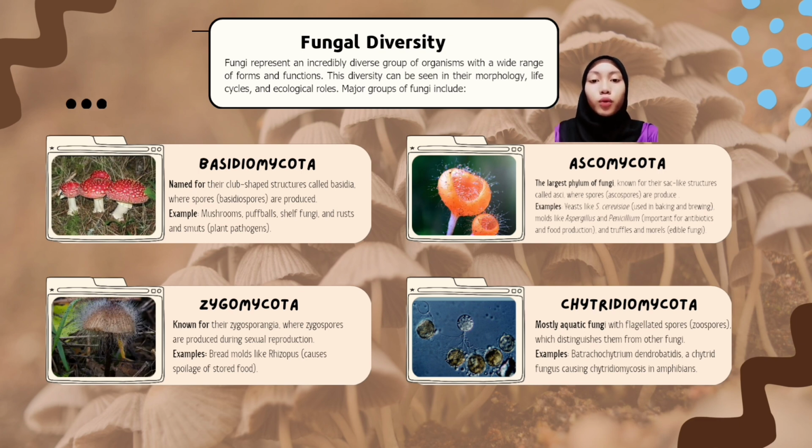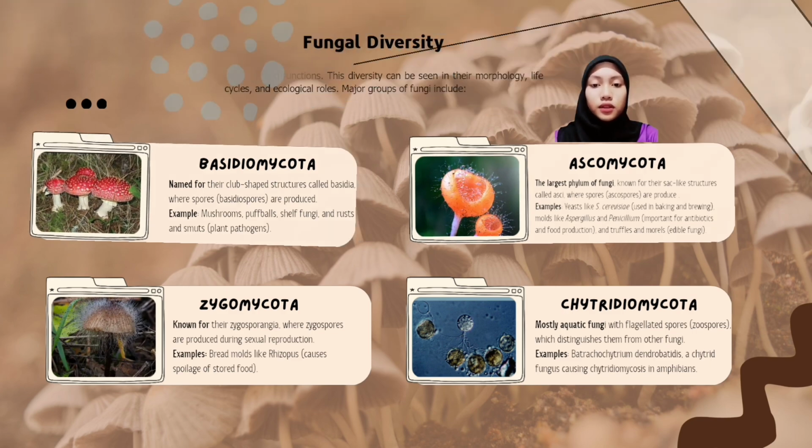And the last one is Chytridiomycota. Chytridiomycota is mostly aquatic fungi with flagellated spores. These flagellated spores distinguish them from other fungi. This can be seen in the chytrid fungus, which causes chytridiomycosis in amphibians.